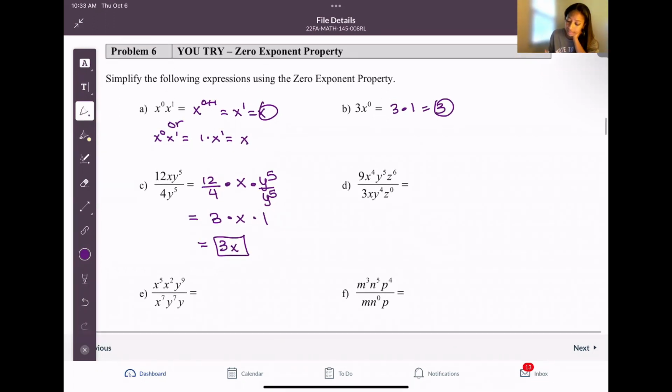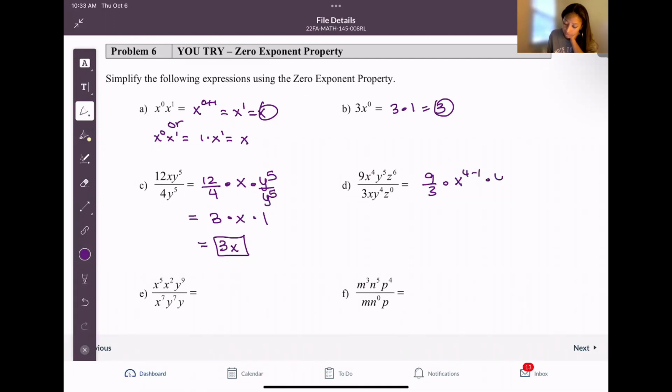All right, for part D, 9x to the 4th, y to the 5th, z to the 6th over 3, x, y to the 4th, z. So this would be 9 over 3 times x to the 4 minus 1 times y to the 5 minus 4 times z to the 6 minus 0, or you could just say it's times z to the 6th. Okay, that gives us 3x cubed y times z to the 6th. So 3x cubed y, z to the 6th.